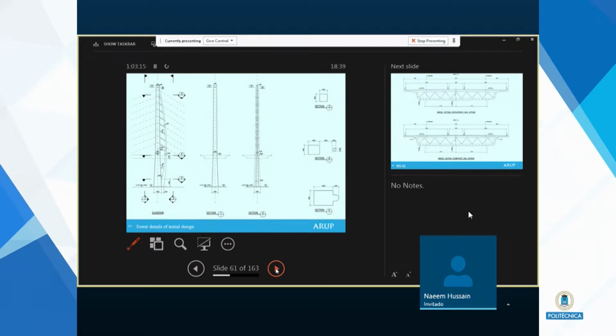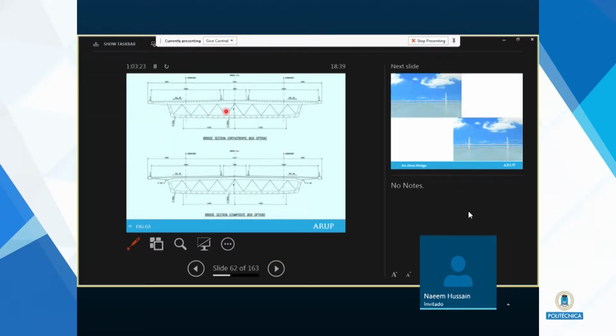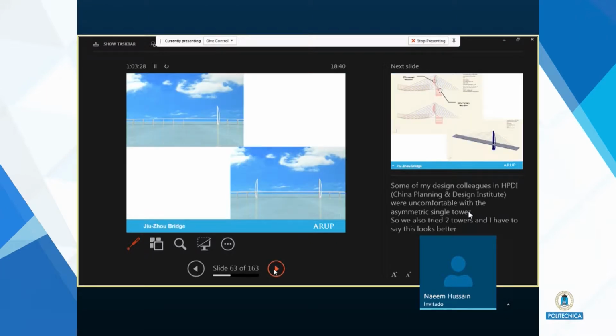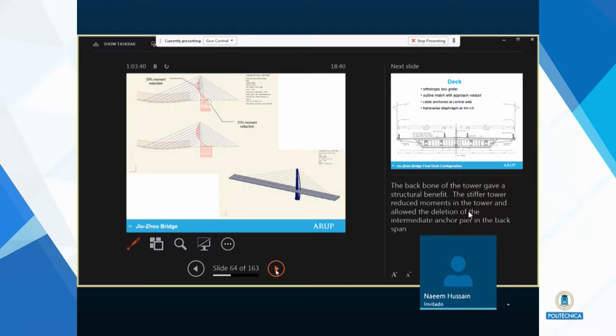And the design, again, is simple. It's a concrete tower with a steel backbone, using either an orthotropic box or a composite box. And these are the initial studies, with just a single tower and then 2 towers. But the shape of the tower also had a structural advantage, because by introducing this back member, we found that the tower was stiff enough so that we did not have to have an intermediate anchor pier.